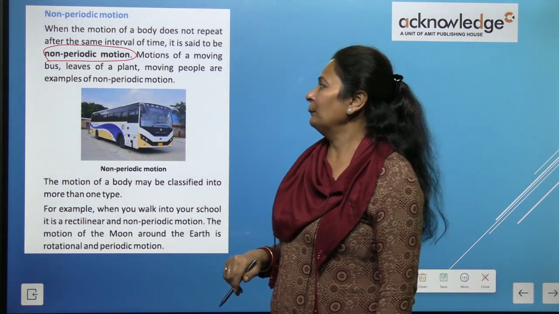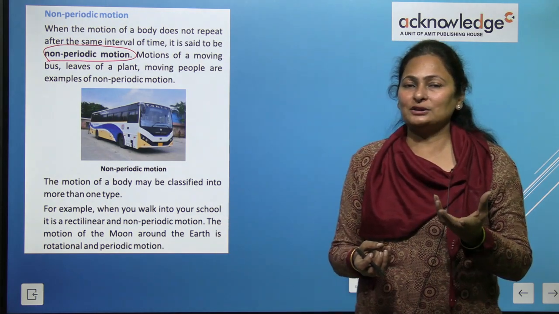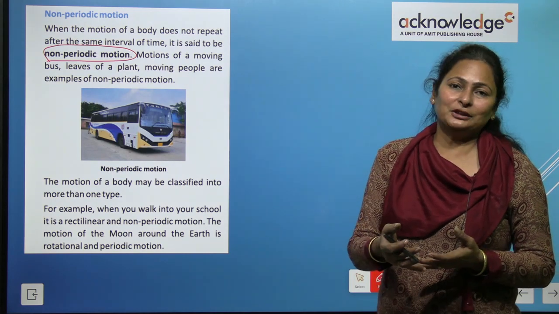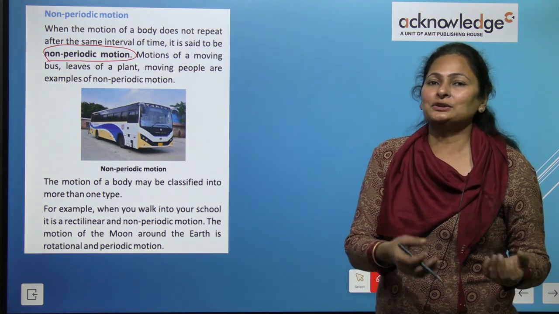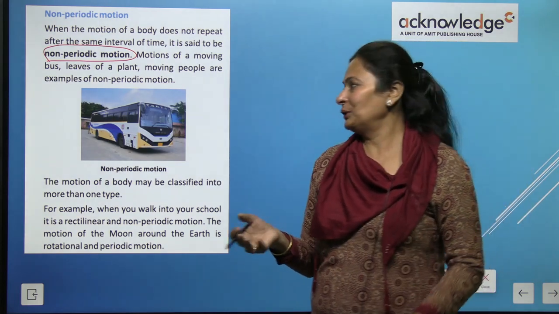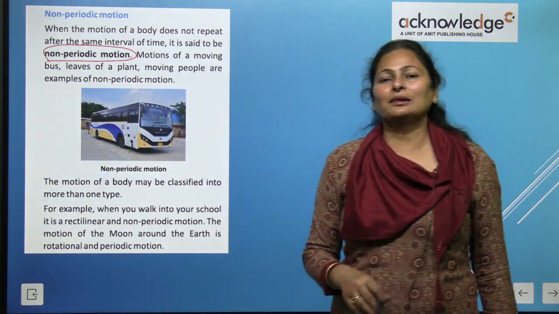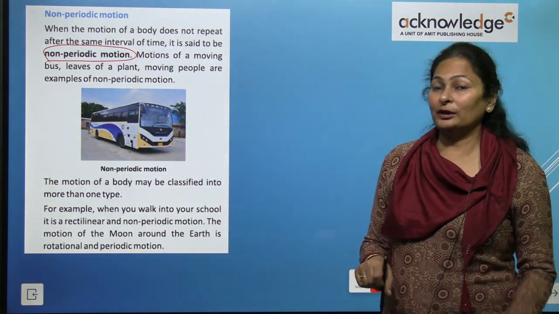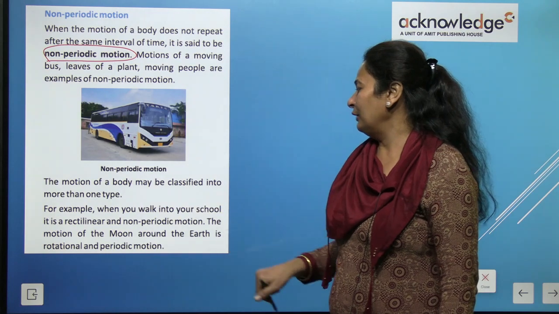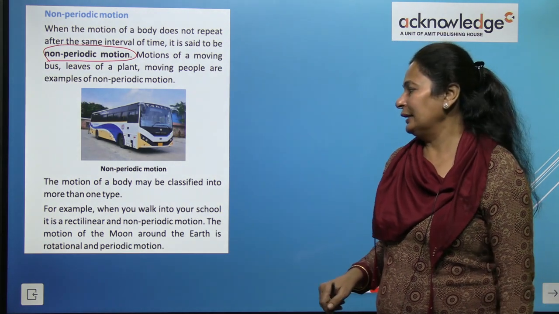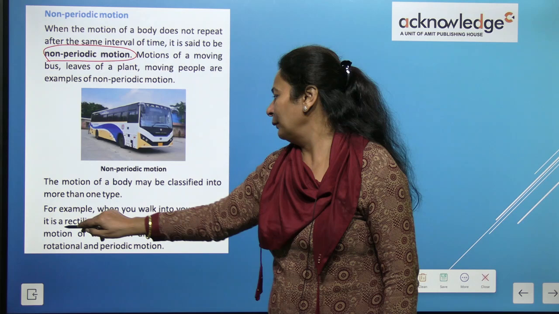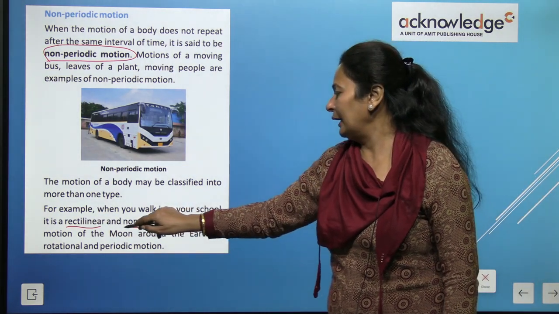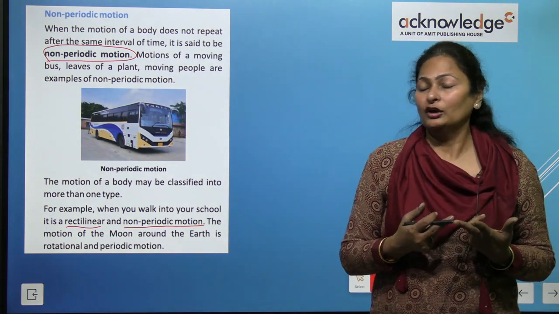So the motion of a moving bus, leaves of a plant when it is growing, and moving people. Again, we are moving from one place to another. Sometimes it takes 10 minutes only, sometimes it takes 30 minutes. So it is not fixed. This is called non-periodic motion. The motion of a body may be classified into more than one type. For example, when you walk into your school, it is rectilinear and non-periodic motion, so it is a combination of two.